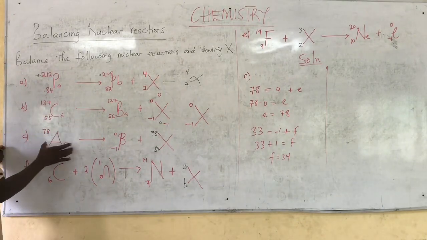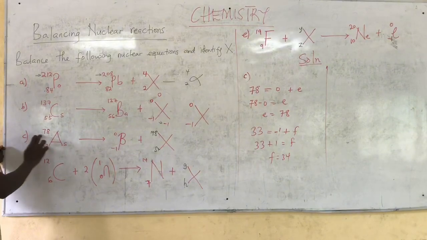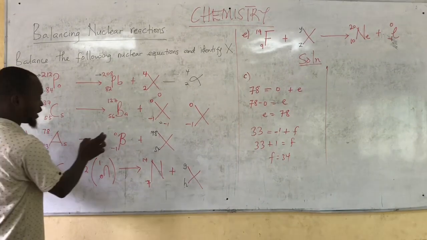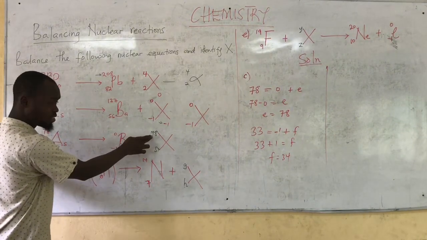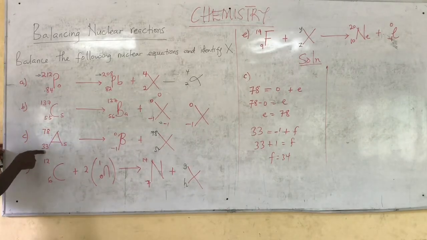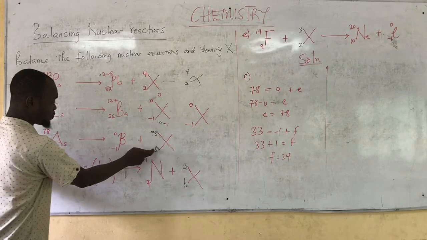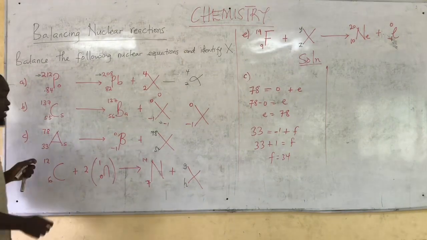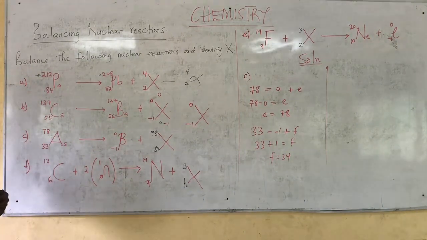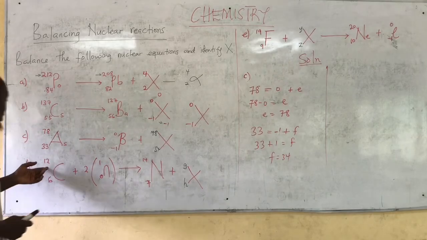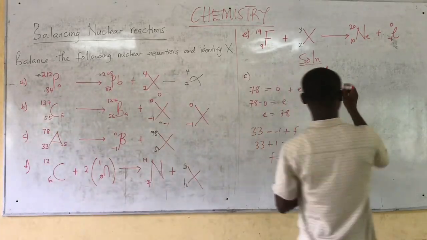The total, we have only one species in the reactant. The total mass number is 78. And then here we have 0 plus 78, it's still 78. So the mass number is balanced. The proton number is 33 in total. We have only one. Here we have negative 1 plus 34, and that is 33. So it is also balanced as well. Is that okay? Now let's look at the fourth example.